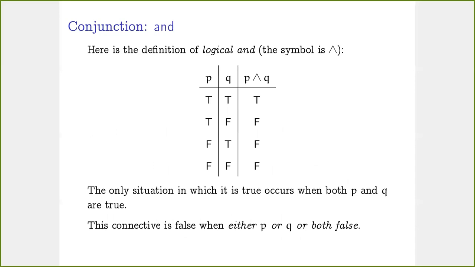So here's all the possibilities for two propositions, P and Q, laid out, 4 different rows. And on the right, you can see that P and Q is only true when both proposition P and proposition Q are true. That's the only situation in which that occurs. The connective is false when either P is false or Q is false, or they're both false. This corresponds fairly well with what we usually mean by and. Another synonym for and is but. It expresses a different kind of connection, but logically speaking, it's a synonym for and.